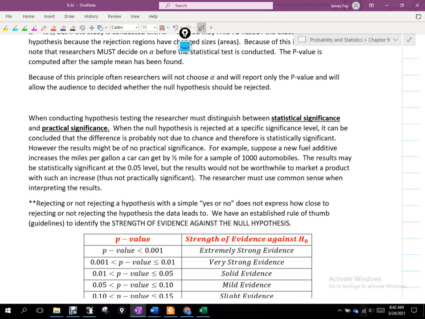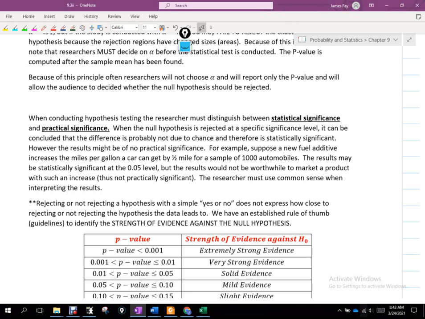It says when the null hypothesis is rejected at a specific significance level, it can be concluded that the difference is probably not due to chance, and therefore it's statistically significant. So whenever we reject something, we are making the argument that the rejection happened not due to chance, the chance of a sample being different than the population. Does that make sense? We're saying that because it's so far over into the rejection region, the only way that could happen is if the population does not really look like the hypothesized population.